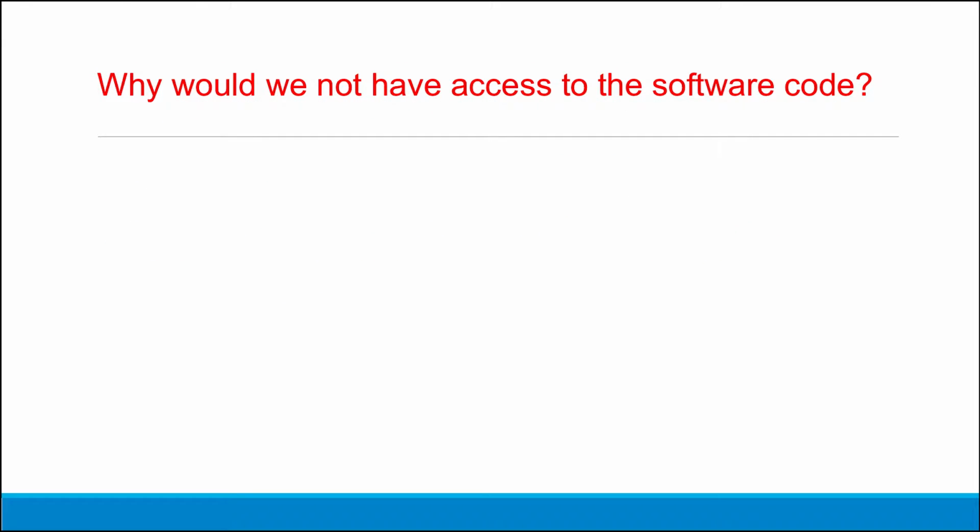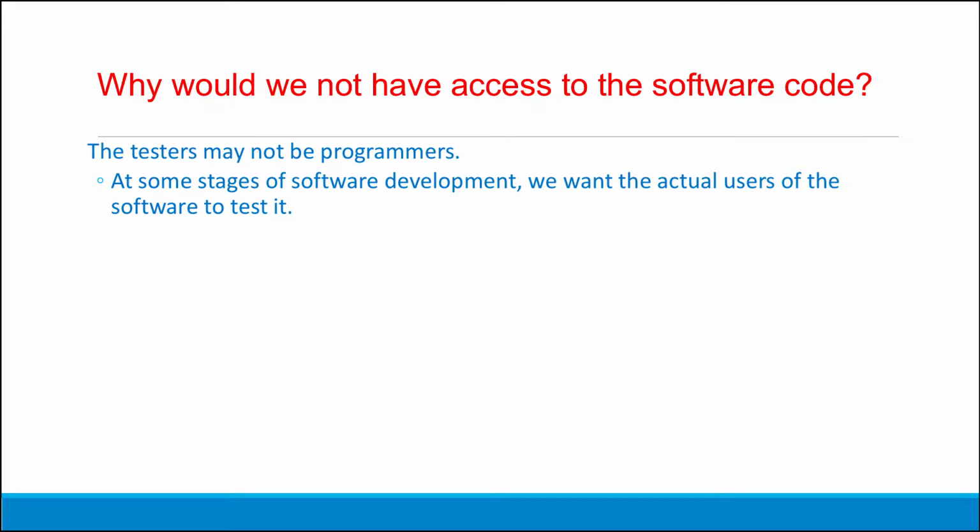Why would we not have access to the software code? We're developing a software system, so there has to be code there someplace. Well, there are several reasons that we might not have access to the code. One is that the testers themselves might not be programmers. This can happen for several reasons. At some stages of software development, we want the actual users of the software to test it. This is the case, for example, in acceptance testing or in alpha or beta testing.